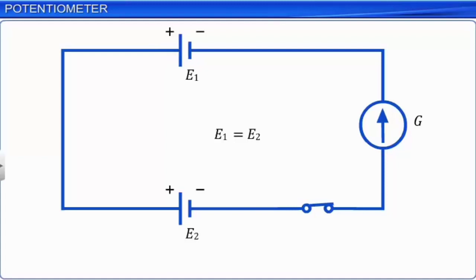In this situation, the potential at the negative terminals of both cells is equal. Also, the potential at the positive terminals of both cells is equal. Hence, the current in the circuit is 0 and the circuit is called a balanced circuit.